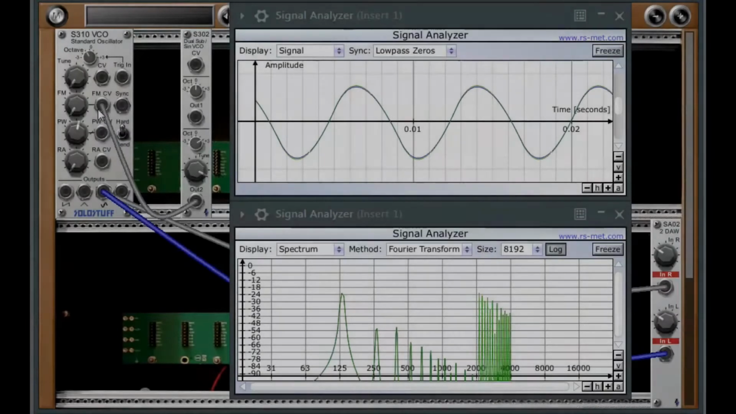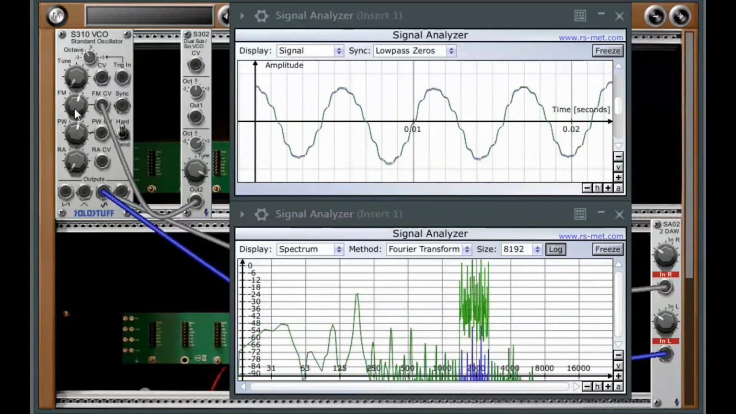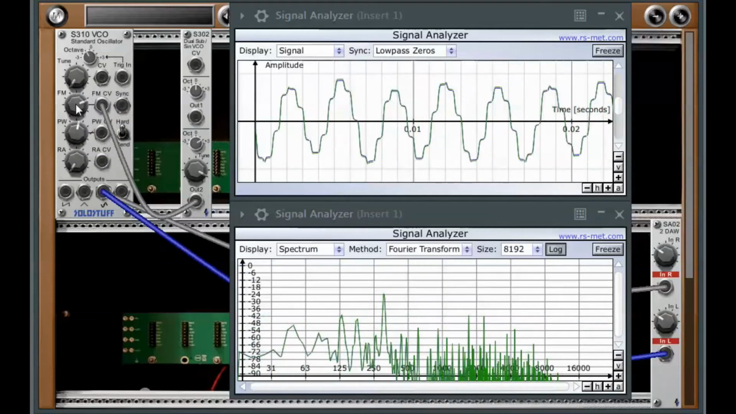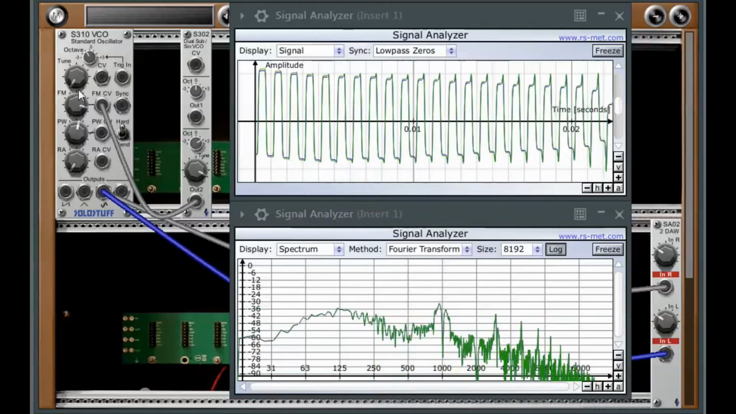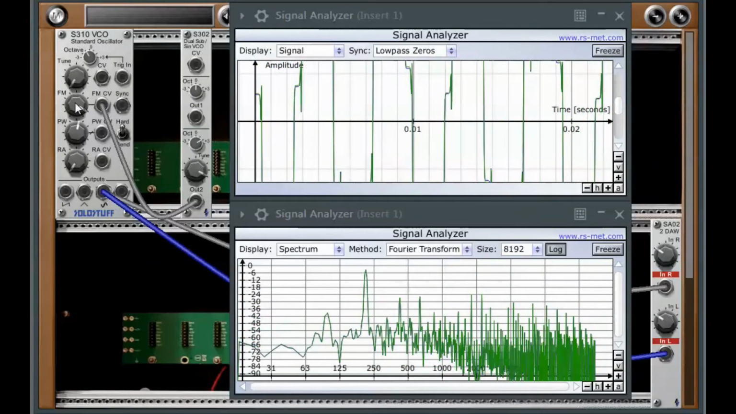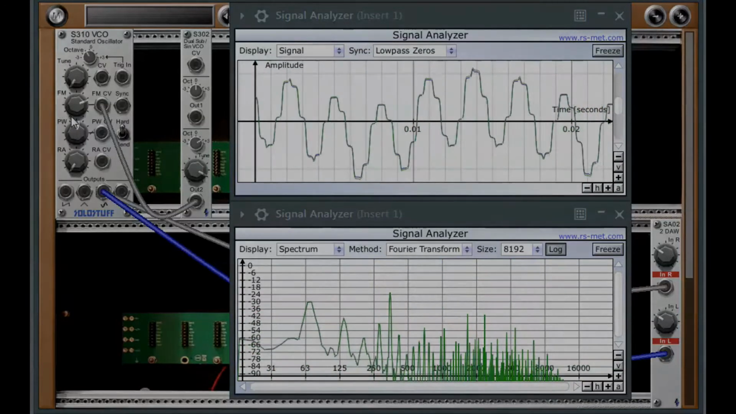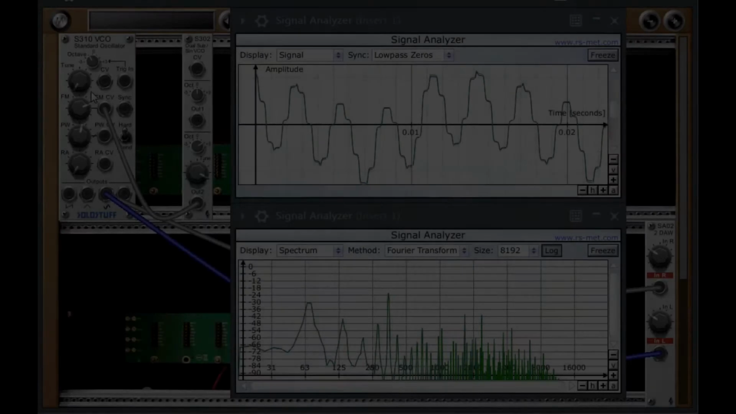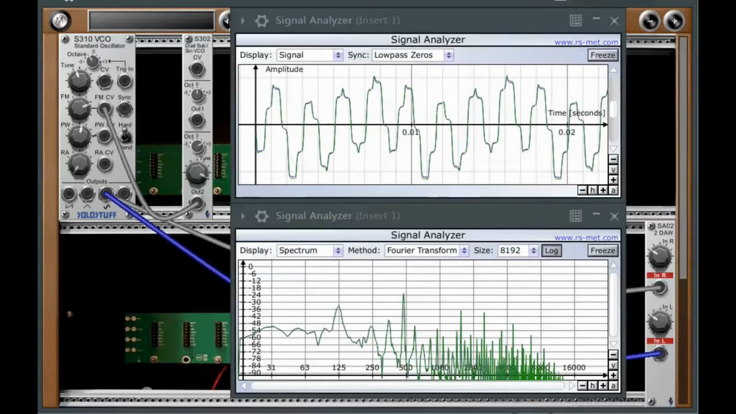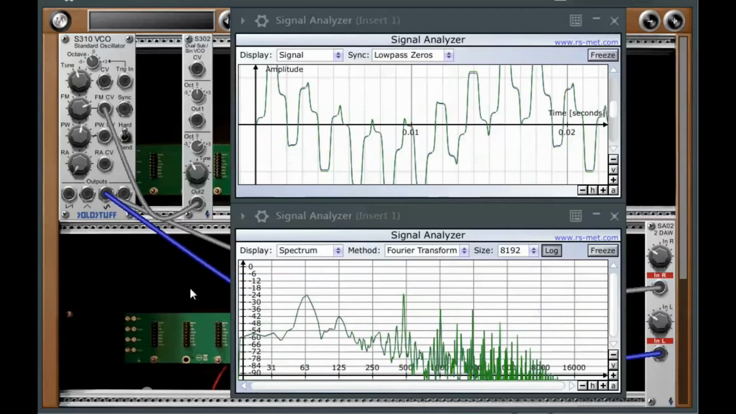Have I woken you up? Oh, sorry. There are three main factors which determine the spectrum, the character of the sound. It is the strength of the modulation, which can be adjusted using the FM knob. Then it is the relation of the two frequencies, that of the VCO and that of the modulating oscillator.